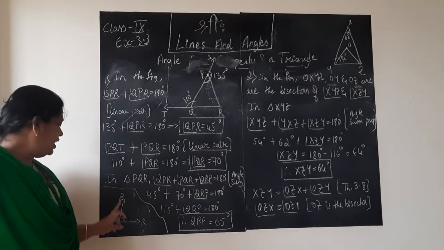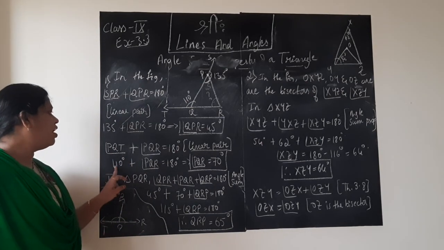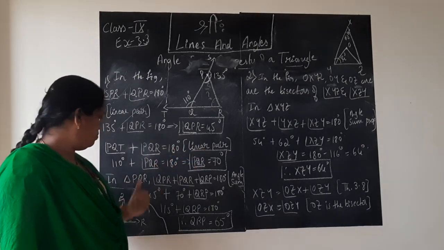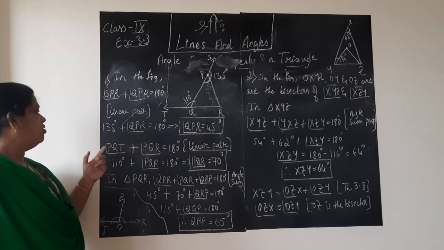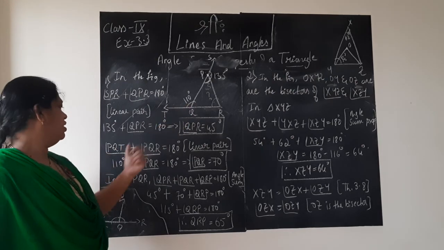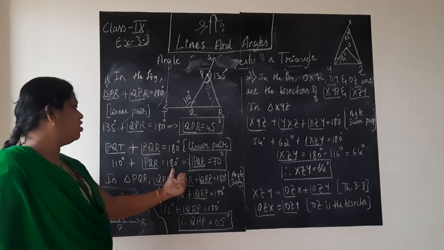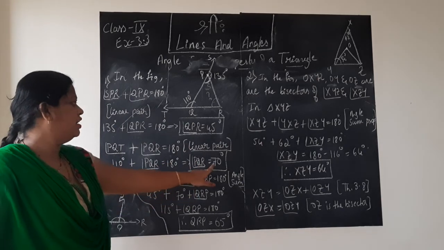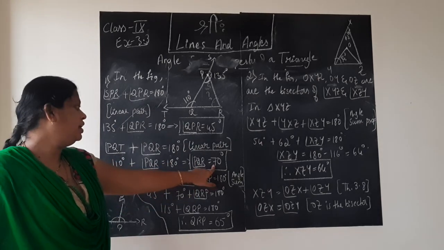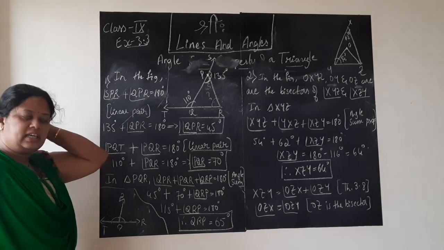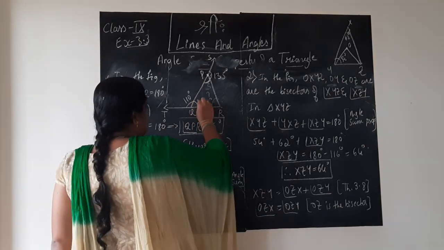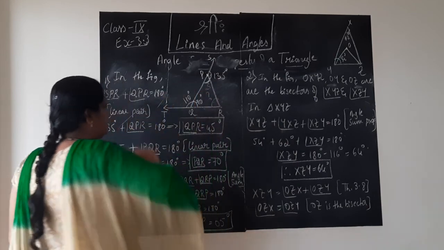Again, angle PQT plus angle PQR is 180 degree, how? By linear pair, as I drew and showed you. Now substitute angle PQT. We know it is 110 degree, plus PQR is 180 degree. PQR will be 180 minus 110, which is directly written as angle PQR is 70 degree, children. So we found that this angle is 70 degree.